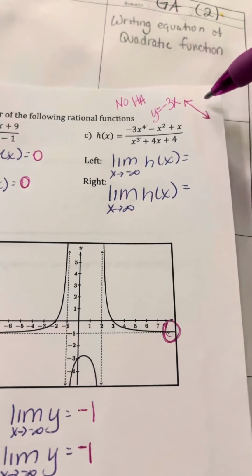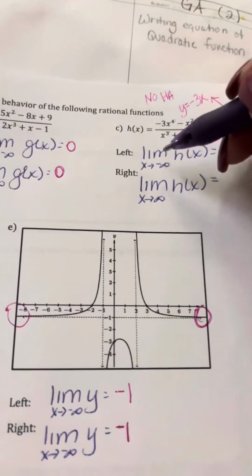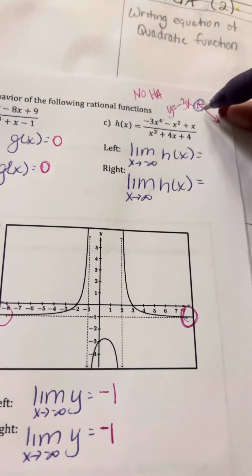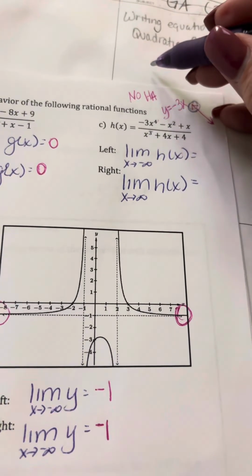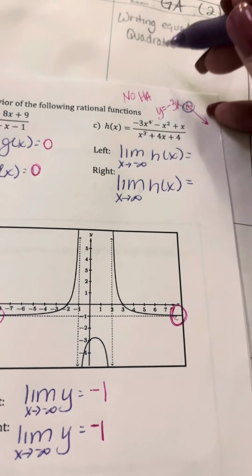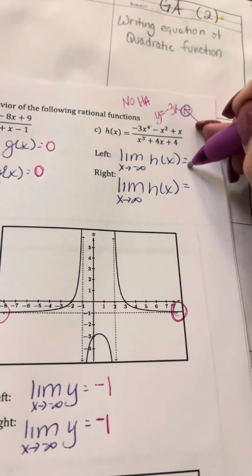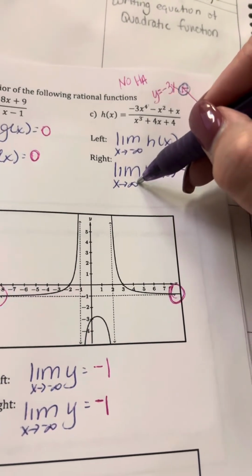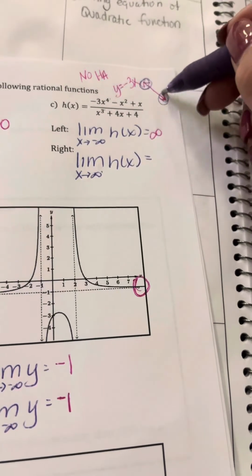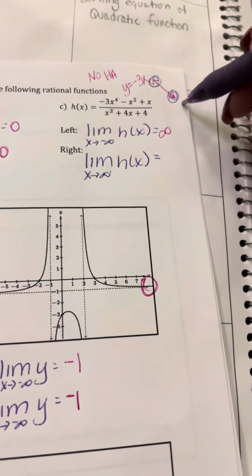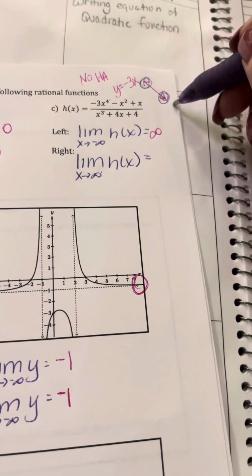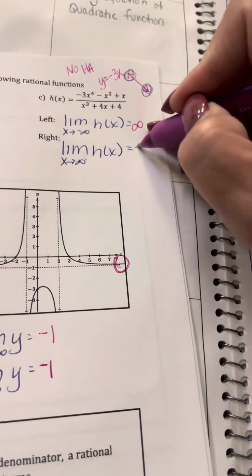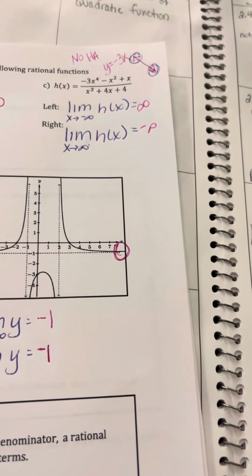So when my function goes to the left, as my x values get really, really small, that slant asymptote is going up, my function's going to have to follow that behavior, so it's going up to infinity. As I look to the right, as my x values are getting really, really big, my function is going to follow this slant asymptote. And that slant asymptote is going down to -infinity, so my function is going to follow it down to -infinity.